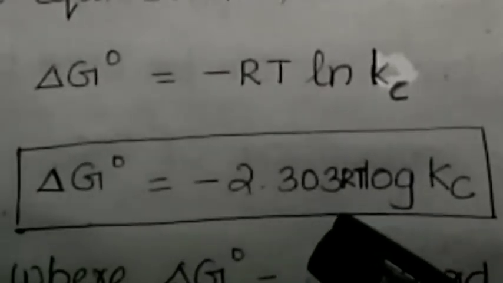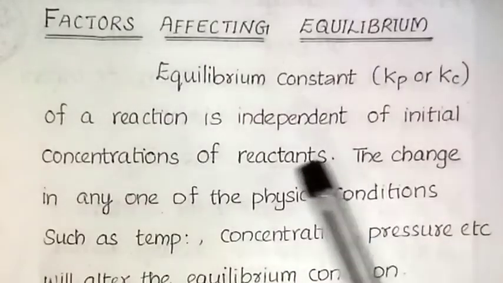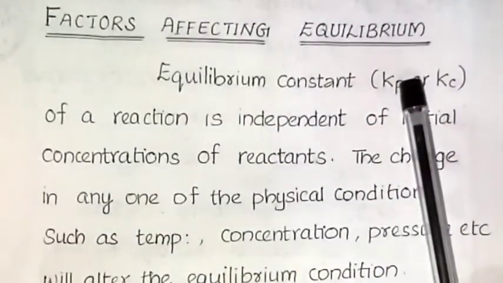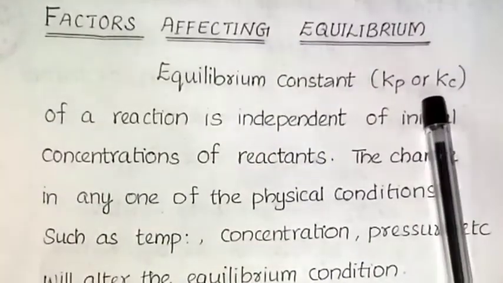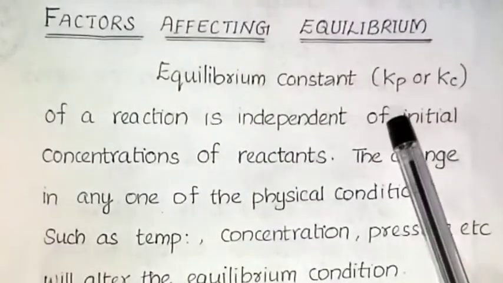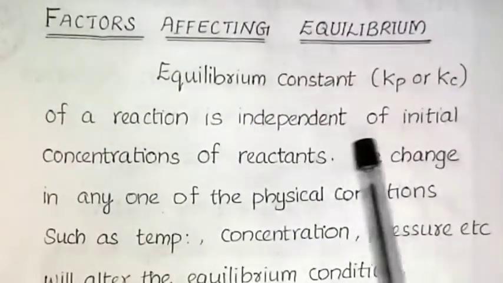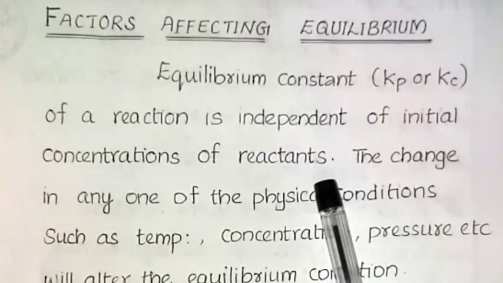Delta G0 is equal to minus 2.303 RT log Kc. Factors affecting equilibrium. What are the important factors affecting the equilibrium condition? You know, at equilibrium, the rate of forward reaction is equal to the rate of backward reaction. So, the equilibrium constant Kp or Kc of a reaction is independent of the initial concentrations of reactants.